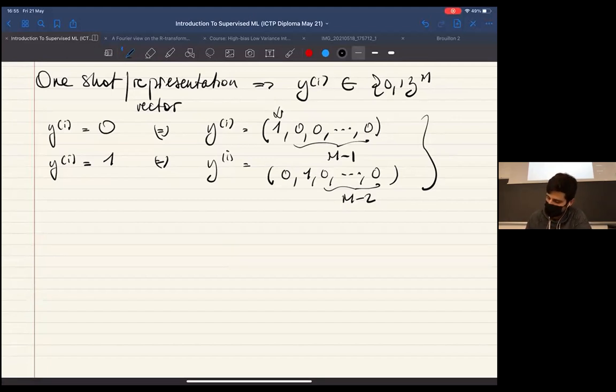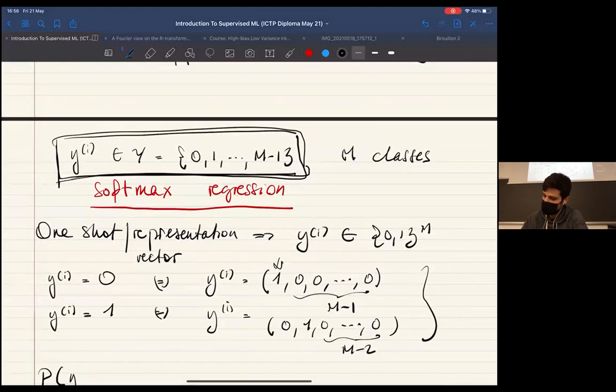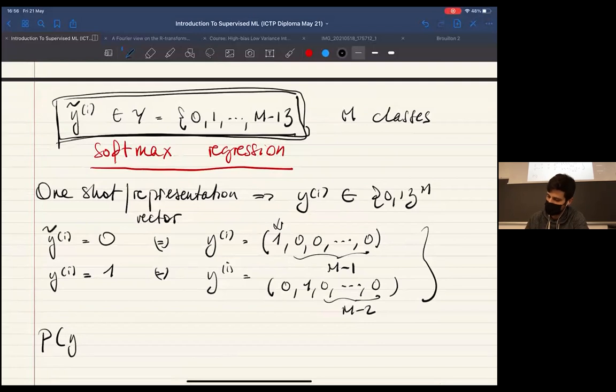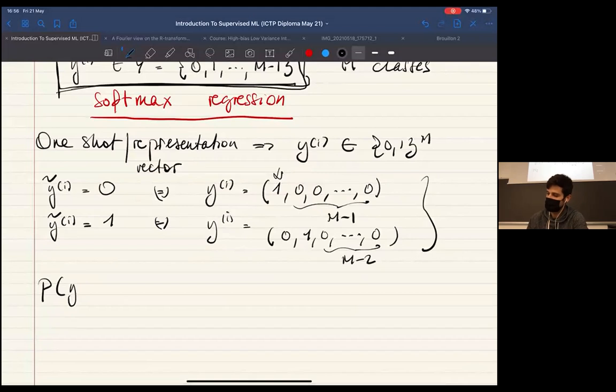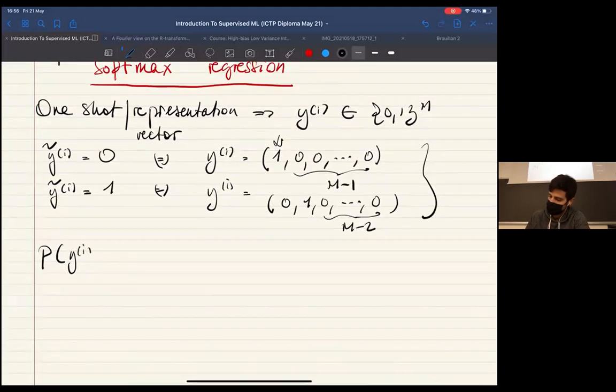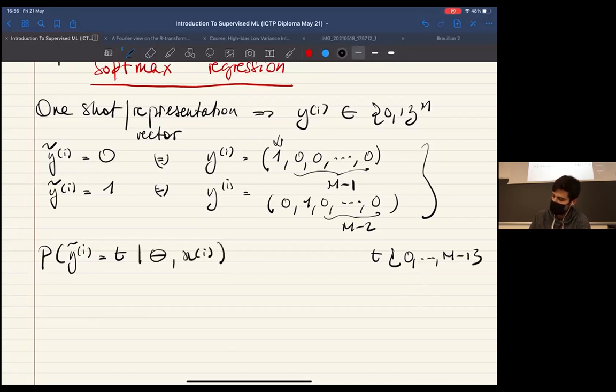So now the model is that the probability that, let me call the original labels in the original representation y tilde, and we encode them with the one-shot representation, the equivalent one without a tilde. So the probability that y tilde_i is some t, where t belongs to 0 up to m-1, given our parameters and a sample x_i. This is the same thing as saying that in the one-shot representation, or here I will put a little m, sorry.